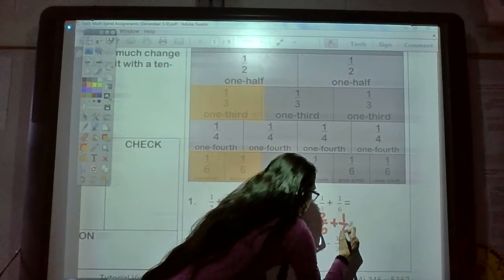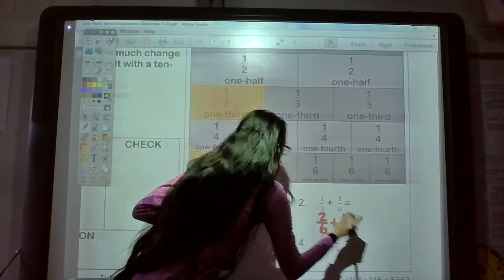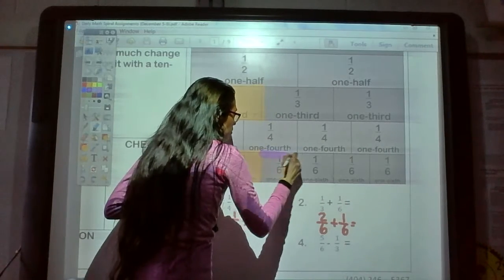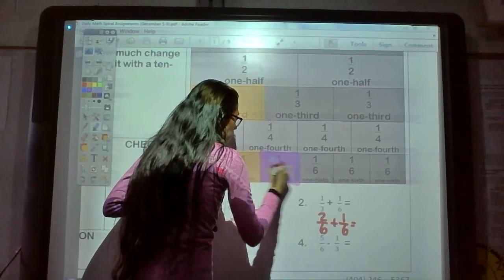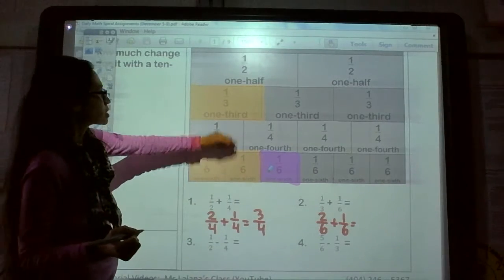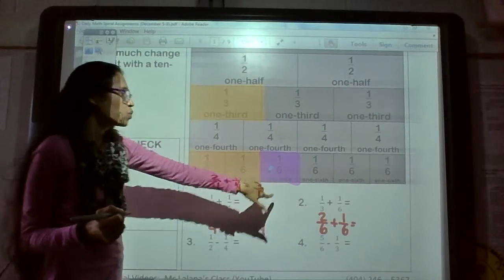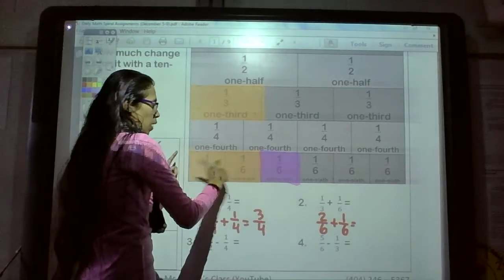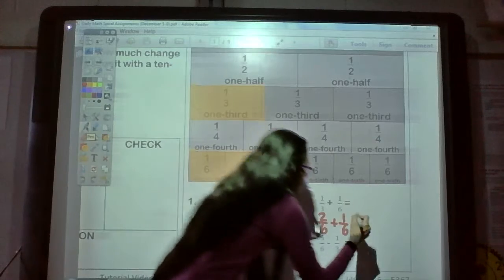Now we need to add 1/6 to that. We can easily add that by coloring this in. So we have the 2/6, which is 1/3, and 1/6 equals what? 3/6. Look, 1, 2, 3. We have 3/6 pieces.